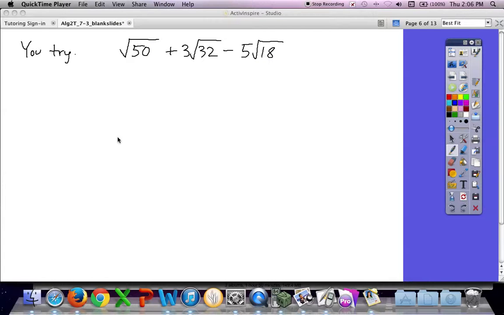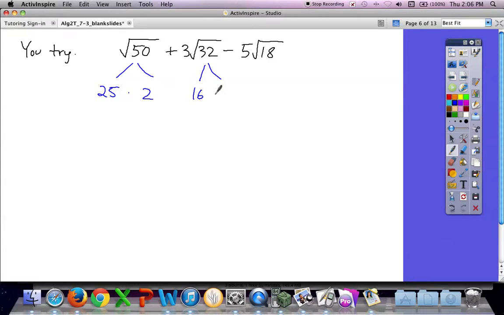Okay, so again, you look at them, you say they're not like radicals. Let me see if I can simplify them and make them into like radicals. You split up 50 into 25 times 2, 32 into 16 times 2, and 18 into 9 times 2. And then we took the square roots, and we made sure we put those coefficients in there.